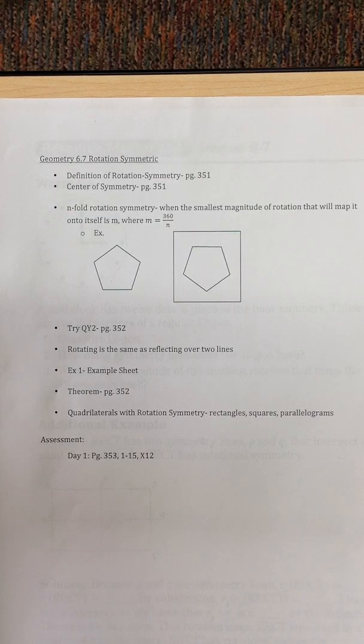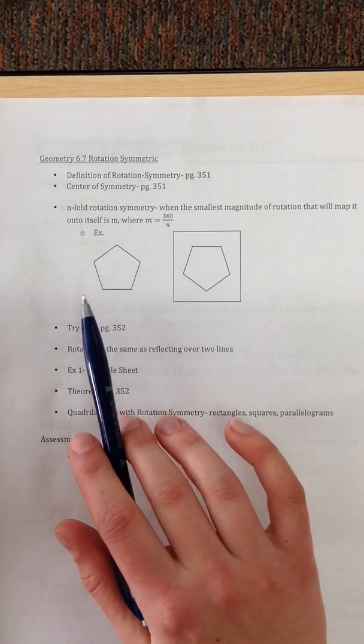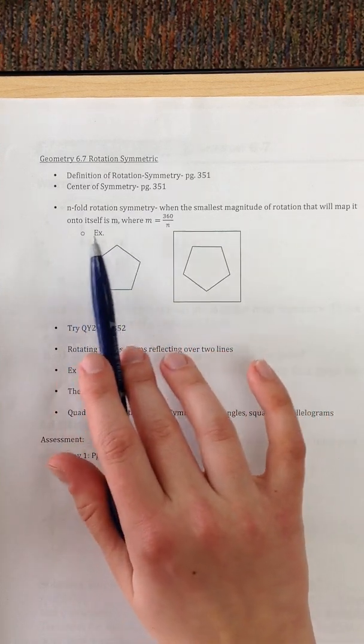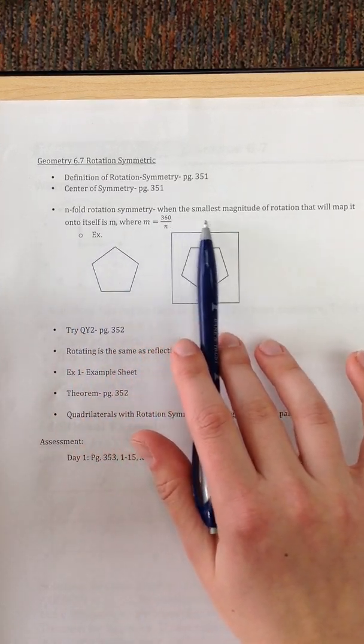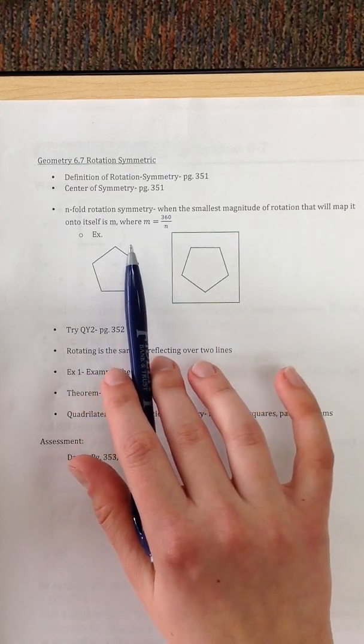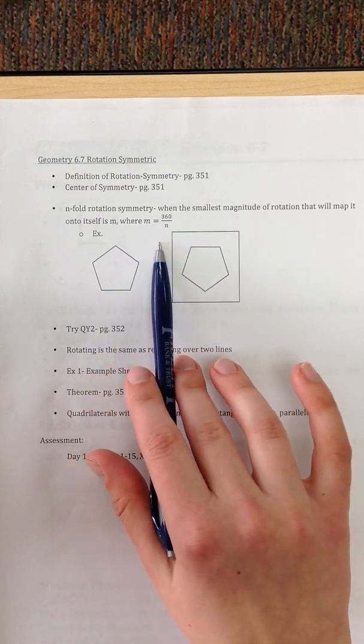Okay, what do we have next here? So when it says n-fold symmetry, n-fold rotation symmetry, the smallest magnitude of a rotation that will map the figure onto itself is m, where m is 360 divided by n.